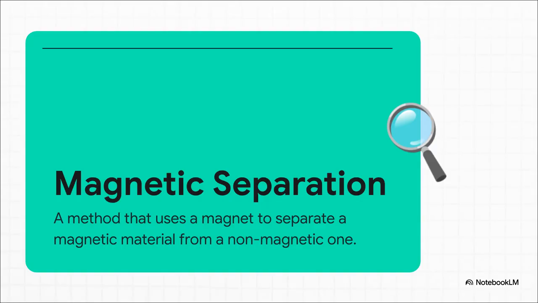But what if you have a mix of two solids and they're about the same size? Filtration isn't going to work. So we have to look for a different physical property to take advantage of. Like, for instance, what if one of the things in your mix reacts to a magnet? Well, that gives us a completely different, and let's be honest, a very cool tool to play with.